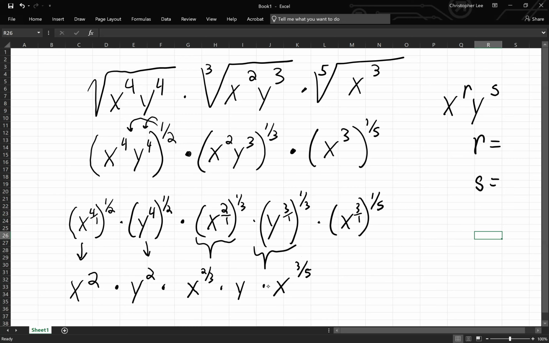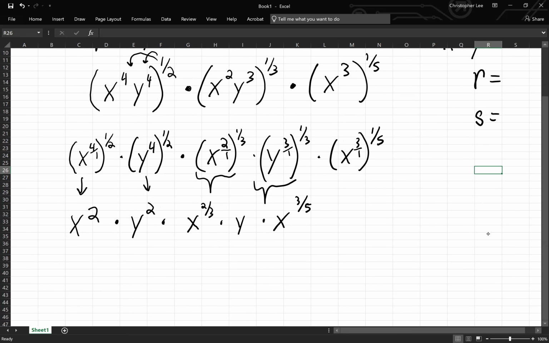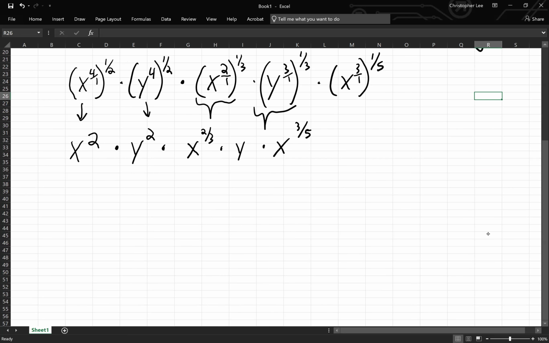All right. So now I'm on this final line right here, right? Whenever I multiply exponents, what do I do with their powers? Add them, right? So let me just put these all together. This is going to be x to the what? To the 2 plus 2/3 plus 3/5 power. Does that make sense? Right? Because they're all being multiplied.